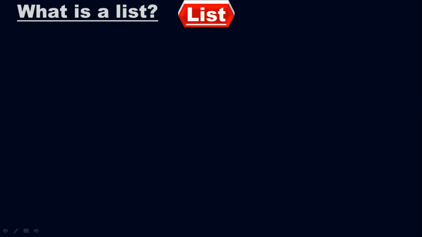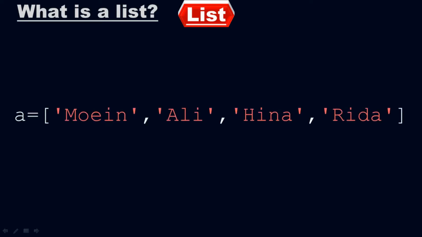If I take A equals Moein, Ali, Hina, Rida, it is also a typical form of the list, which is the collection of the items. Moein, Ali, Hina, Rida are the collection of the items. These are the items, these are the elements of the list which are enclosed in closed brackets.